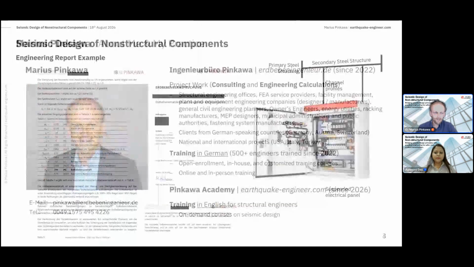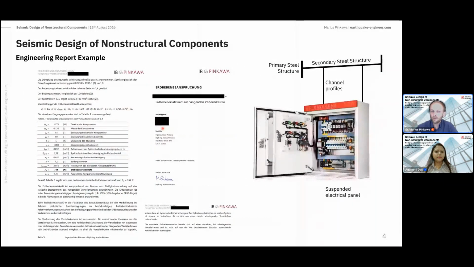This is a glimpse at one structural engineering report I provide to my customers when I have a project dealing with the seismic design of non-structural components. So this is just an example, because most of my projects come along with non-disclosure agreements.